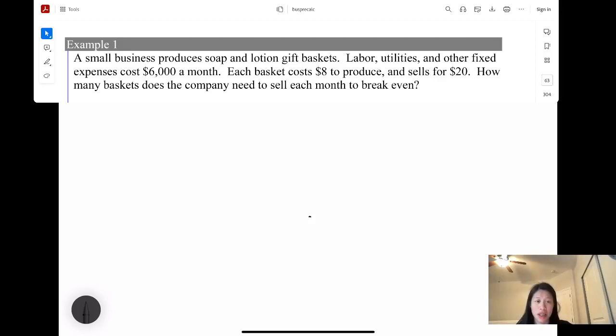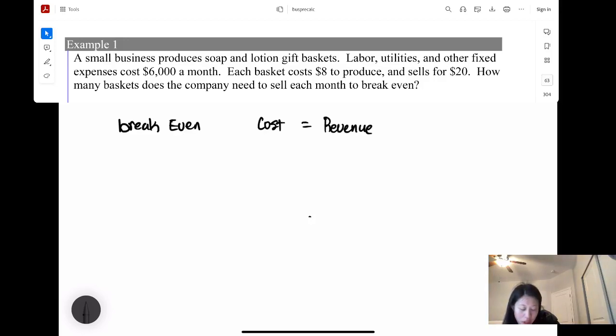Each basket costs $8 to produce and sells for $20 per basket. So how many baskets does the company need to sell each month to break even? So what is break even? Break even is when the total cost equals the revenue, right?